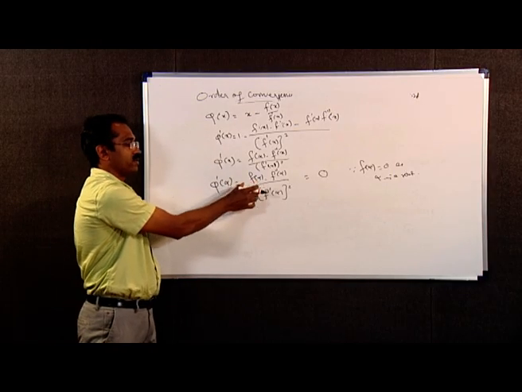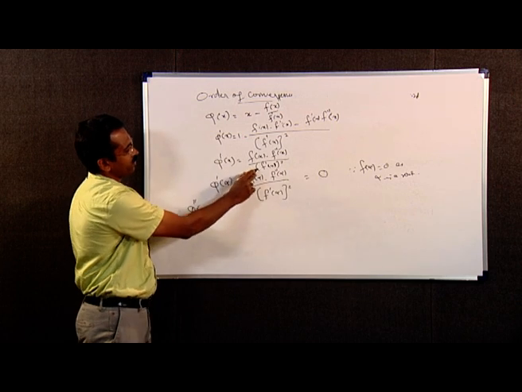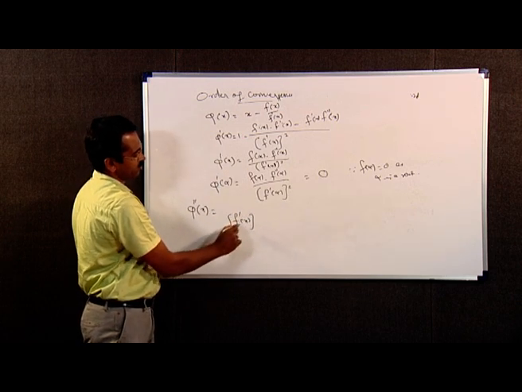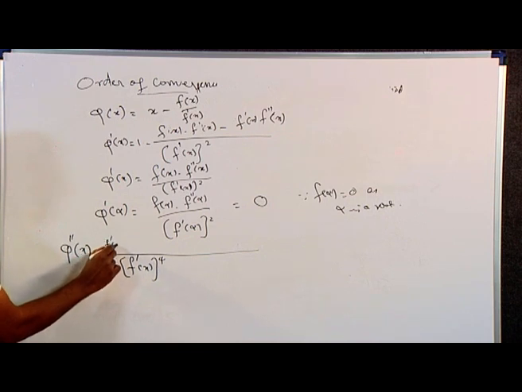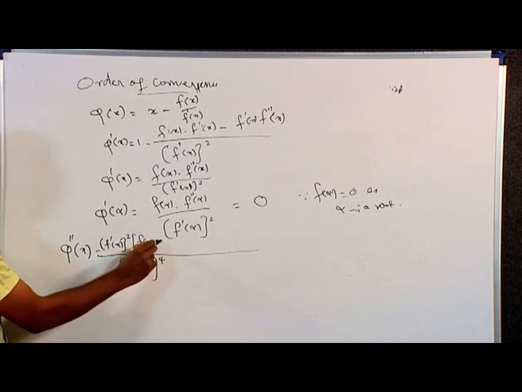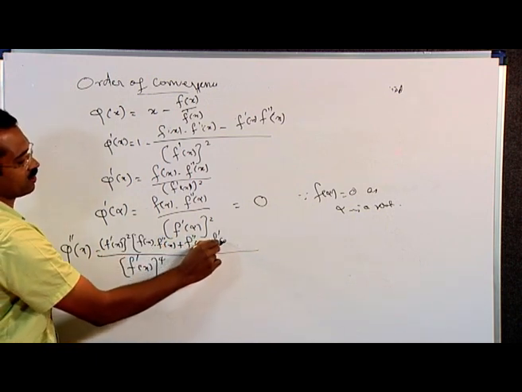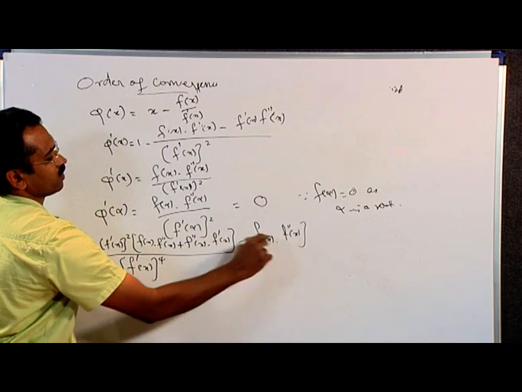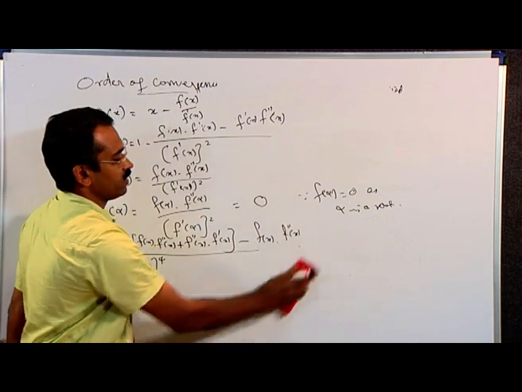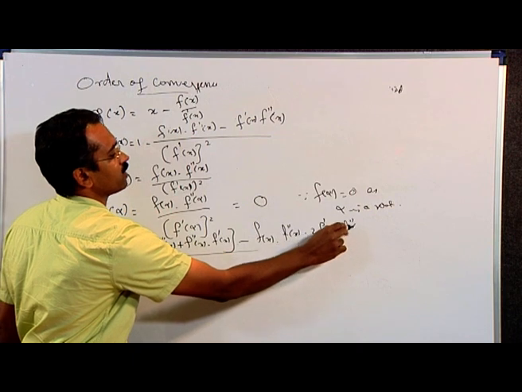Now, we differentiate again, that is phi double dash of x is equal to, in the denominator f dash of x raised to 4, and in the numerator, f dash of x square into the derivative of this, that is f of x into f triple dash of x plus f double dash of x into f dash of x, minus f of x into f double dash of x into the derivative of the denominator, that is 2 times f dash of x into f double dash of x.